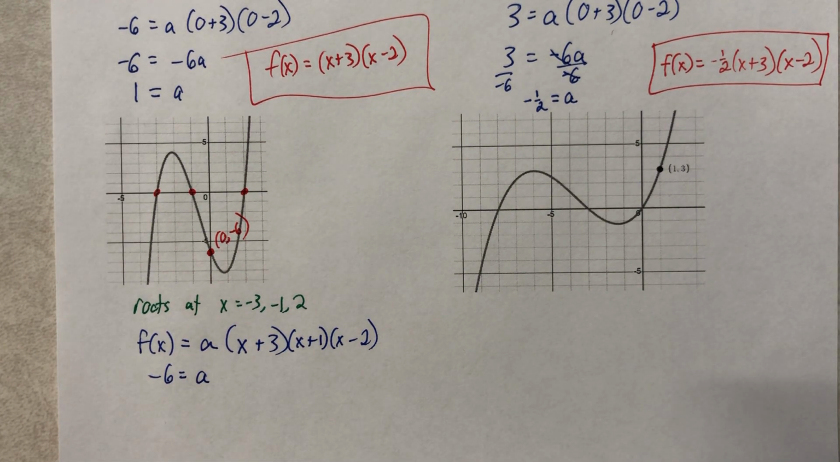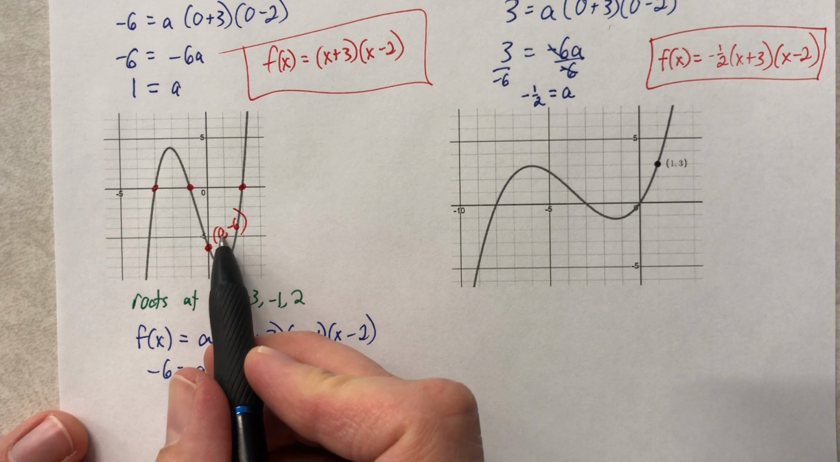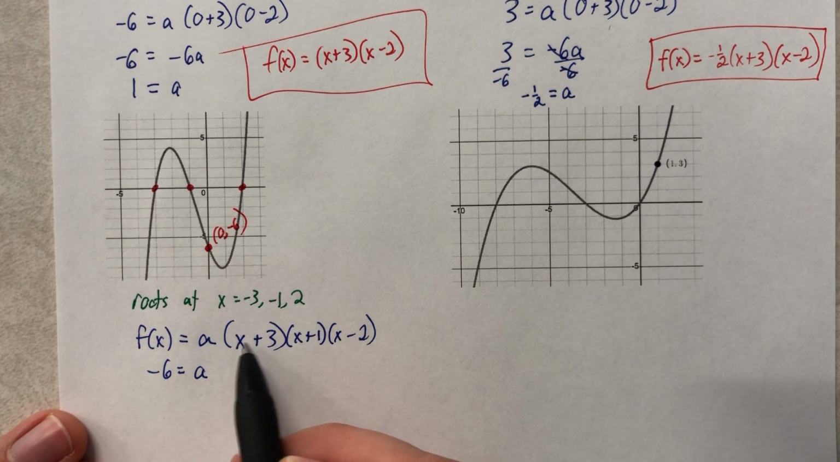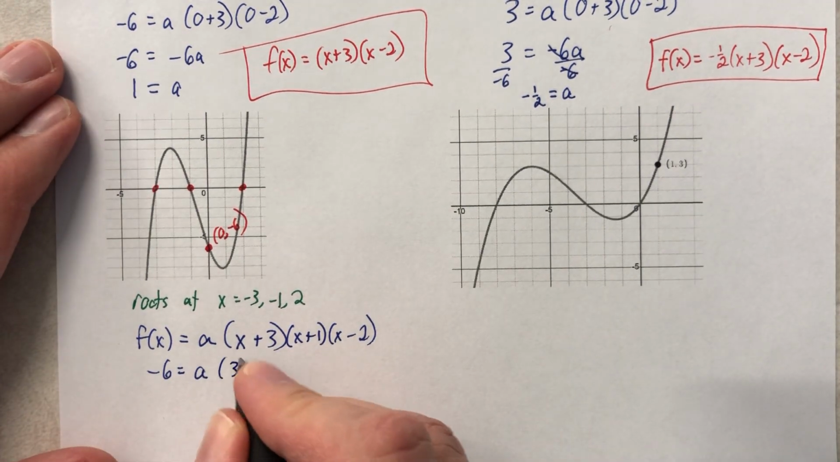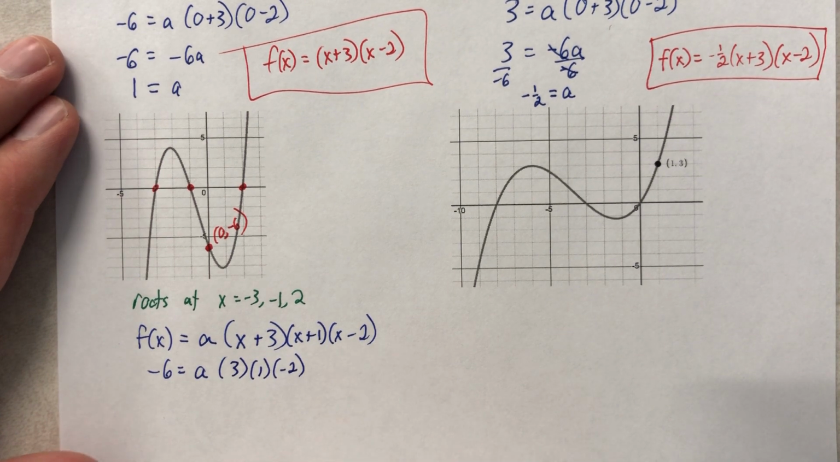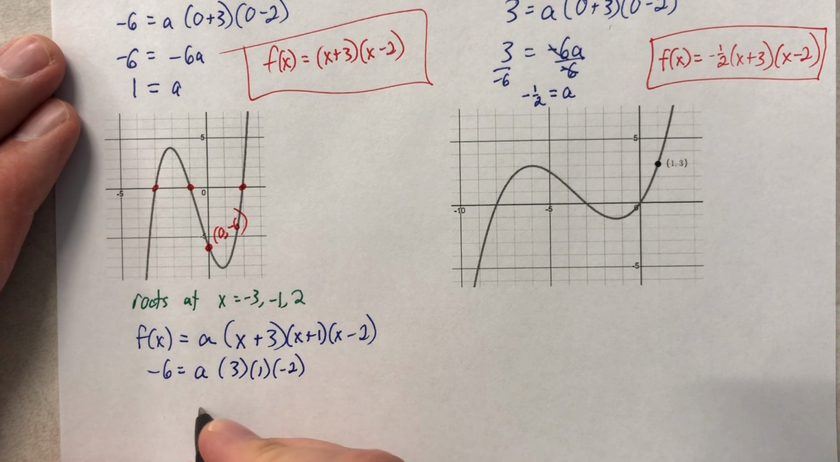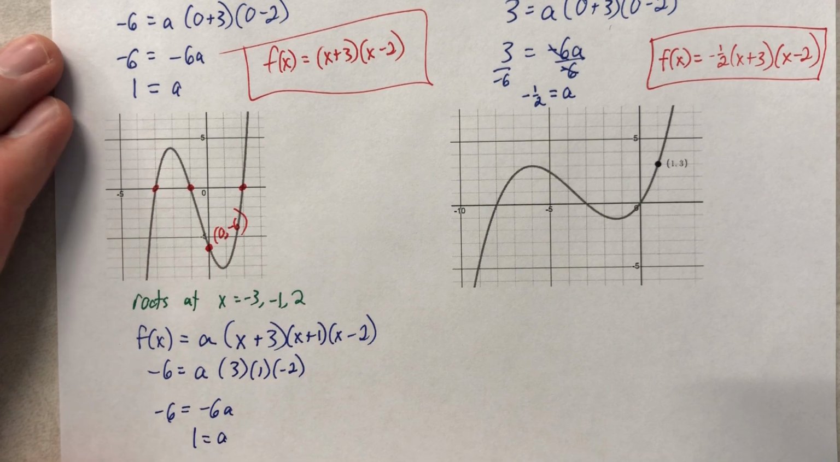Okay, shortcut time for this case. If you're going to plug in a 0, then basically you can just forget all your x's and you're going to have 3 times 1 times negative 2. And you could do a lot of that in your head. You could even skip this step if you like. 3 times 1 times negative 2 is negative 6. A equals negative 6, so A equals 1.